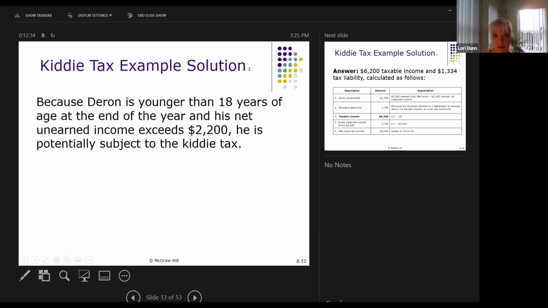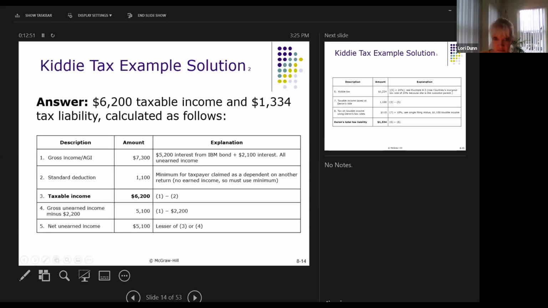So let's say, I don't think they told us this, but the assumption here is Duran is younger than 18. And his unearned income exceeds $2,200. He is potentially subject to the kiddie tax. Here's how we figure it out. What is the child's AGI? $7,300. And it's all unearned income.